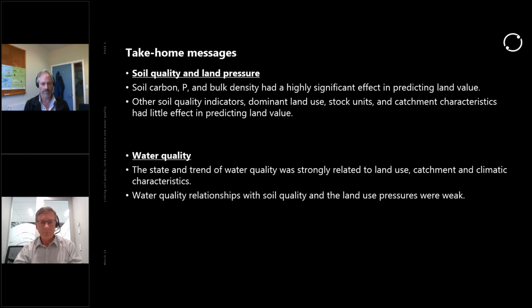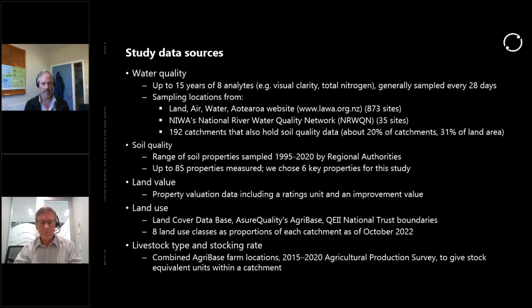So in terms of the second component, the water quality, the state and trend of water quality was strongly related to land use, catchment and climate characteristics, and water quality relationships with soil quality and the land use pressures were not very strong. So I'll now hand over to Stephen and he'll talk to you about the data and some of the detail of the work.